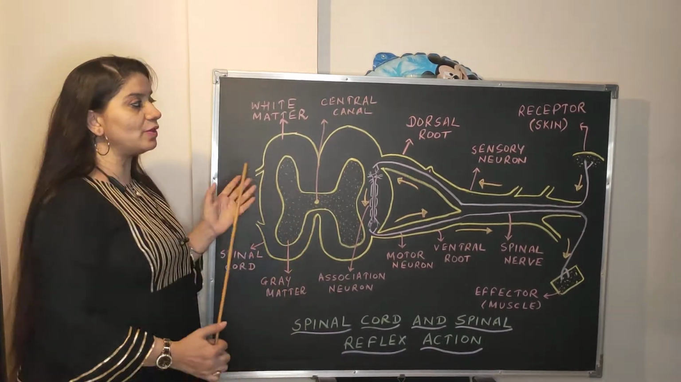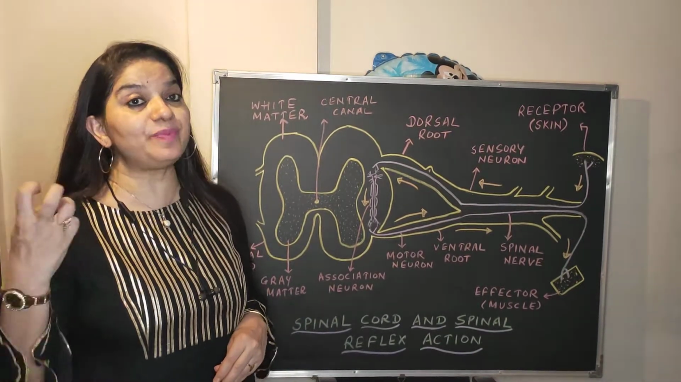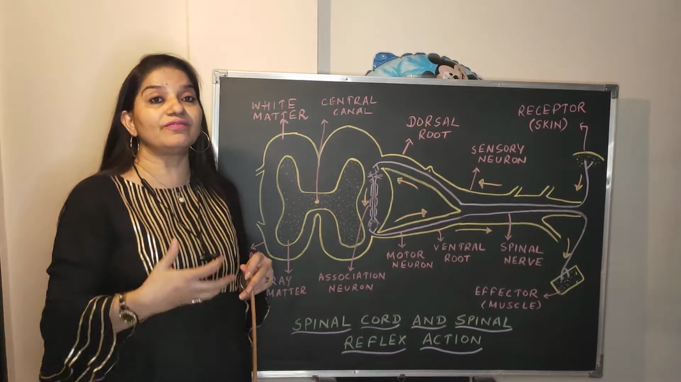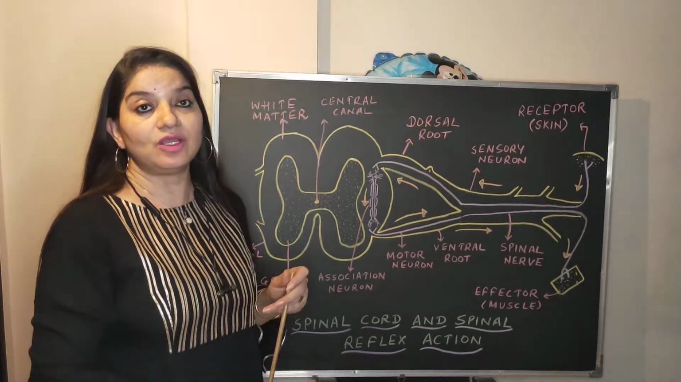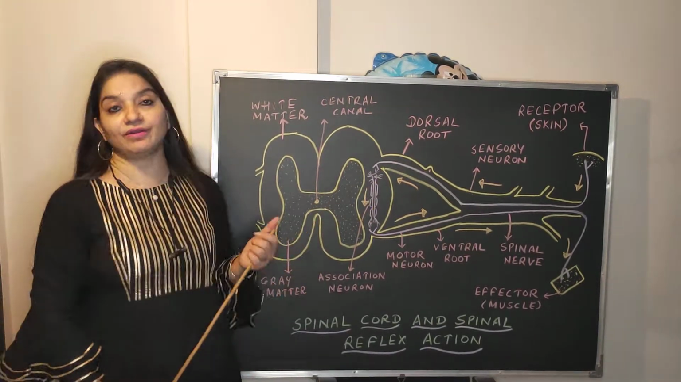Second important thing about spinal cord is that it handles almost 95% of reflex action. So it does not allow the overloading of the brain. So all the reflexes below the neck are handled by this spinal cord.